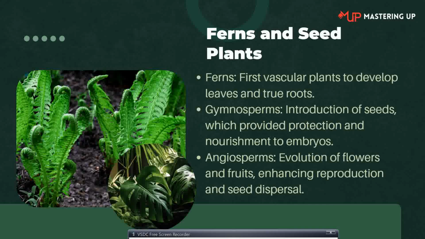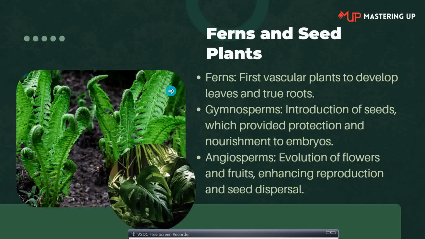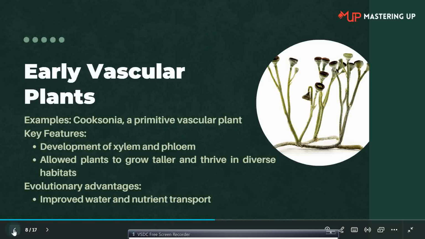Now the case of ferns and the seed plants. The pteridophytes, the seedless vascular plants, the ferns, were the first vascular plants to develop leaves and true roots. Here you can see the picture of a fern. In the case of Cooksonia, which we saw earlier, let's again take a look at the picture. You can see there are no leaves.